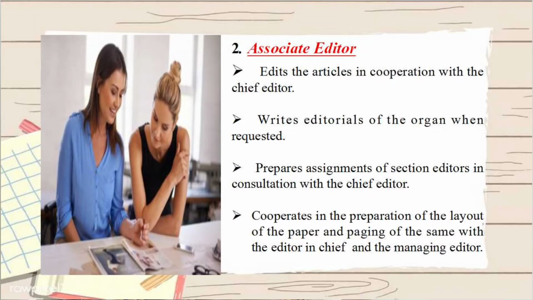So, let's proceed to the associate editor. What are the duties and responsibilities of an associate editor? Associate editor. The associate editor edits the articles in cooperation with the chief editor, writes editorials of the organ when requested, prepares assignments of section editors in consultation with the chief editor, and cooperates in the preparation of the layout of the paper and paging of the same with the editor-in-chief and the managing editor.